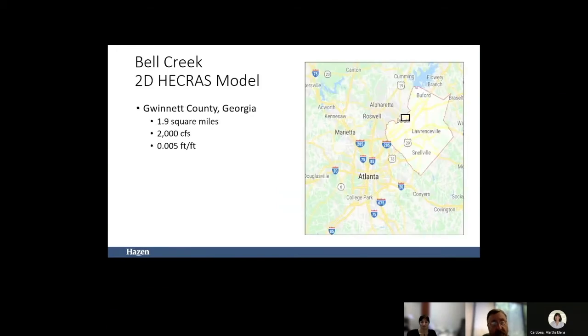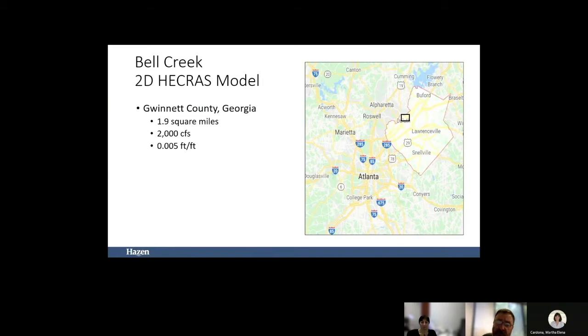The first case study is in Georgia at the Atlanta metro area. It's Bell Creek in Gwinnett County. The drainage area is 1.9 square miles. The stream slope is 0.005. That's a relatively small watershed when you're talking about FEMA studies. It's a headwater FEMA study.